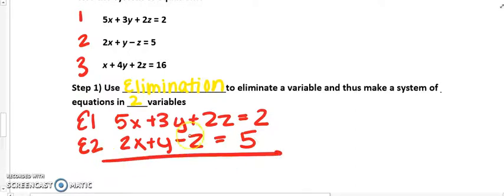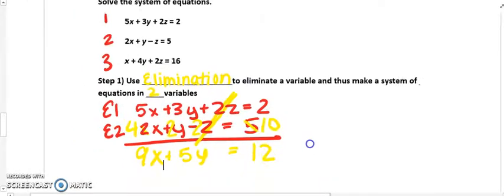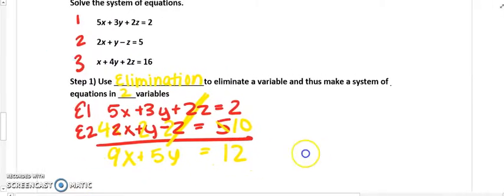So I see that I can multiply this by 2, and those would cancel. So I'm going to come in and do that. And of course, you could rewrite that if that's easier for you. This cancels. And I get 9x plus 5y equals 12. Okay, great. So now I'm down to x and y. That's awesome. Except we have to do it again.